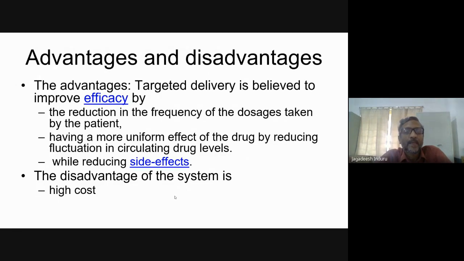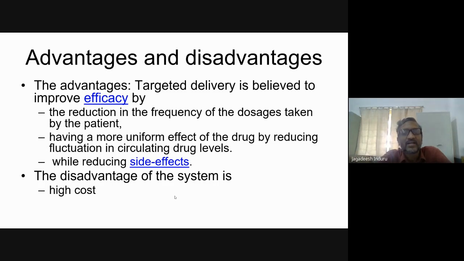Most of the time, our aim, our objective, is to improve the efficacy. But at the same time, we should not have side effects. How? The reduction in the frequency of the dosage form taken by the patient is one of our objectives, and having a more uniform effect of the drug by reducing the fluctuations in the circulating drug.